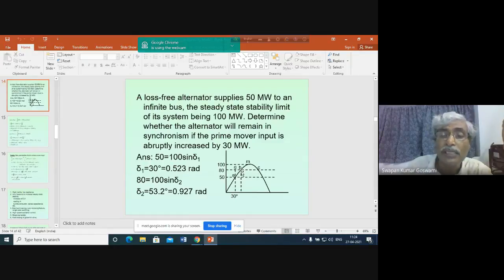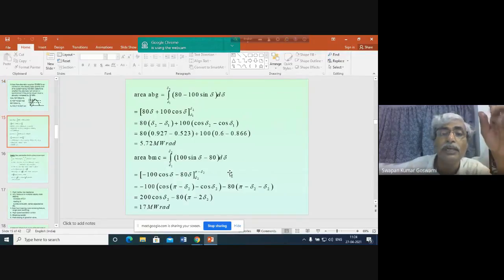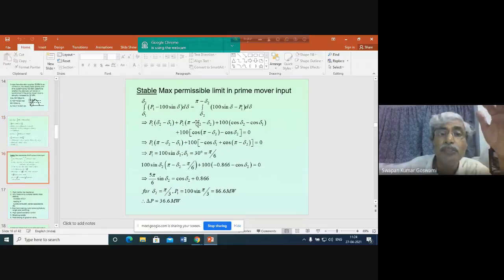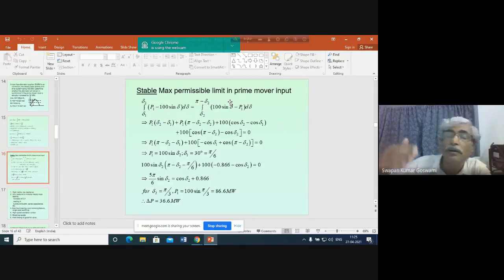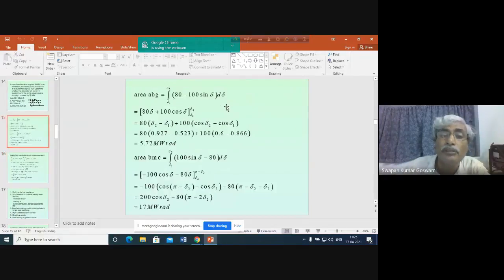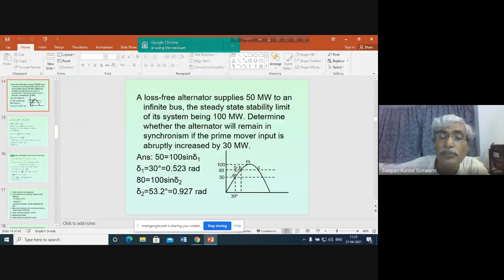If at B the angle is delta 2, obviously this angle is pi minus delta 2. That's why here we are integrating between these 2 points, delta 2 to pi minus delta 2. From delta 2 to pi minus delta 2, you see that the power output line, the power angle curve, has crossed the input power line. So the output becomes more than the input.